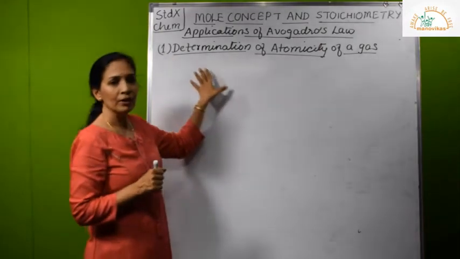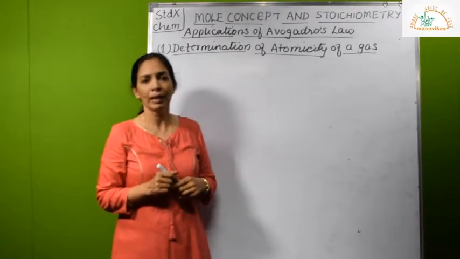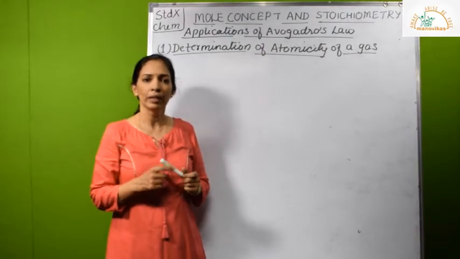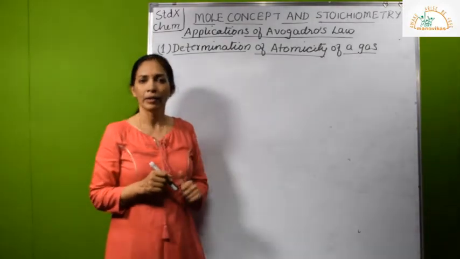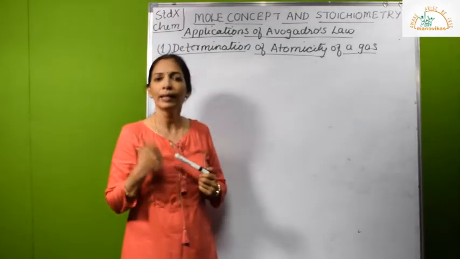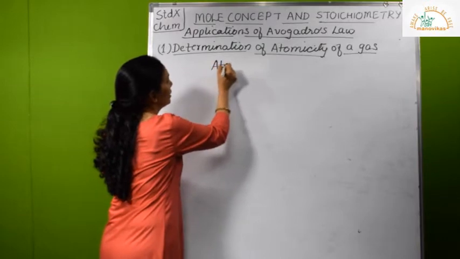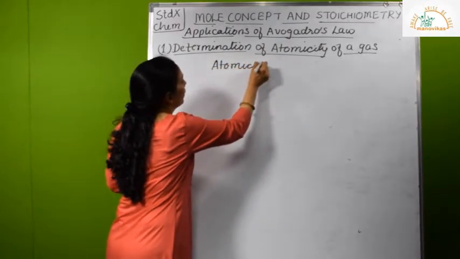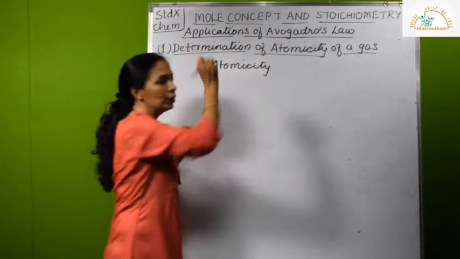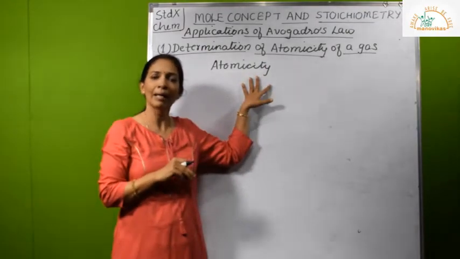So the first application is determination of atomicity of a gas. We can calculate atomicity of a gas by applying Avogadro's law. Now before doing anything, let us see what is atomicity, which was done in earlier classes also. Atomicity is the number of atoms per molecule of an element. We calculate atomicity for an element.